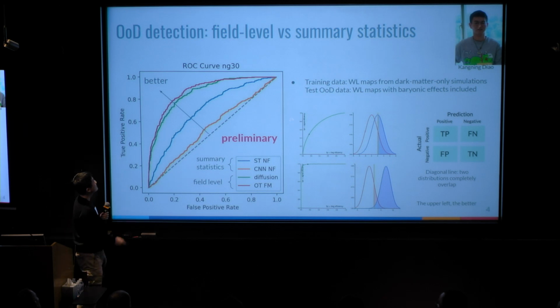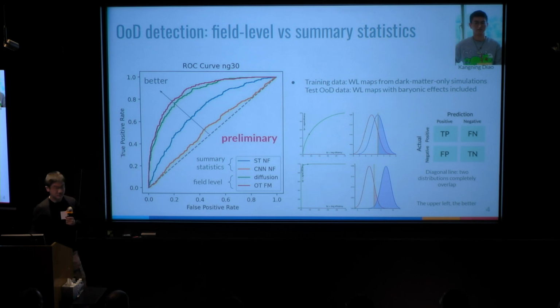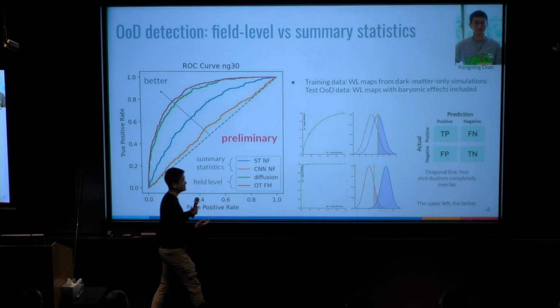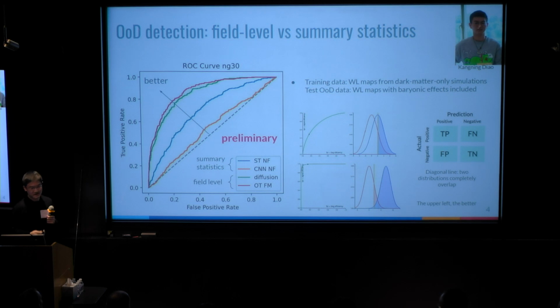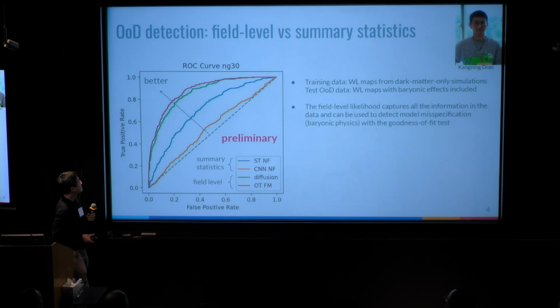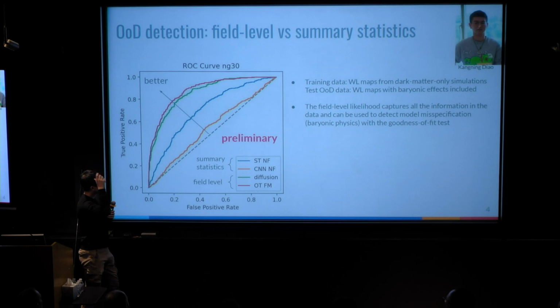What this plot is showing is essentially the true positive rate and false positive rate as a function of different threshold for this classification. So basically, the closer the curve is to the upper left, the better. When you have two distributions that are pretty isolated from each other, the ROC curve should be very close to the upper left. And if it's diagonal, that means the two distributions cannot be distinguished from each other. What we show here is the blue and orange are summary statistics. The blue is the scattering transform likelihood. The orange is the likelihood from the convolutional neural network.